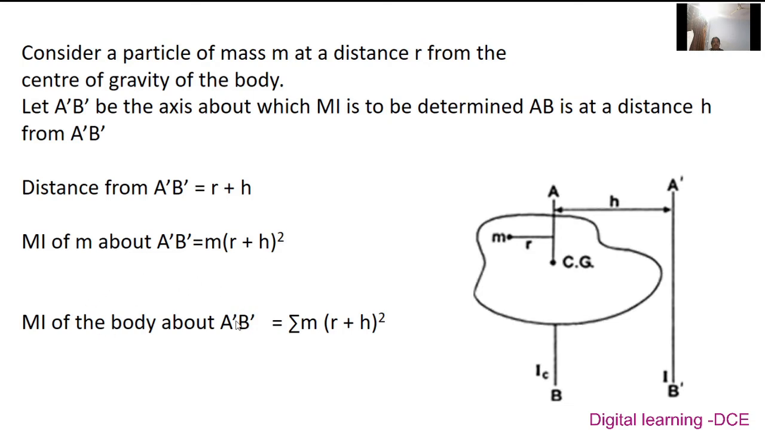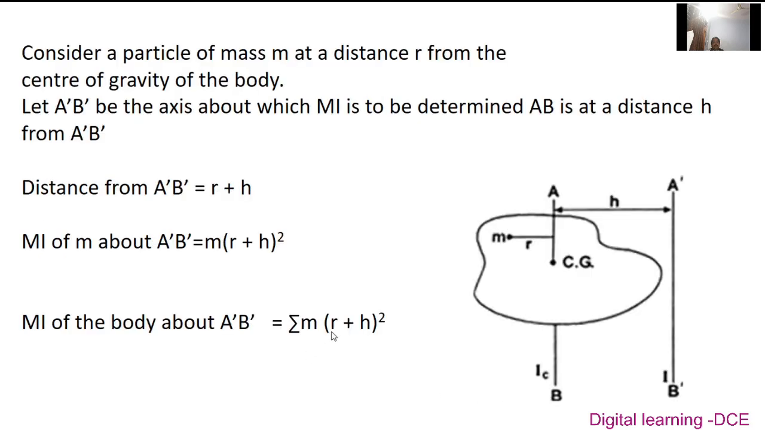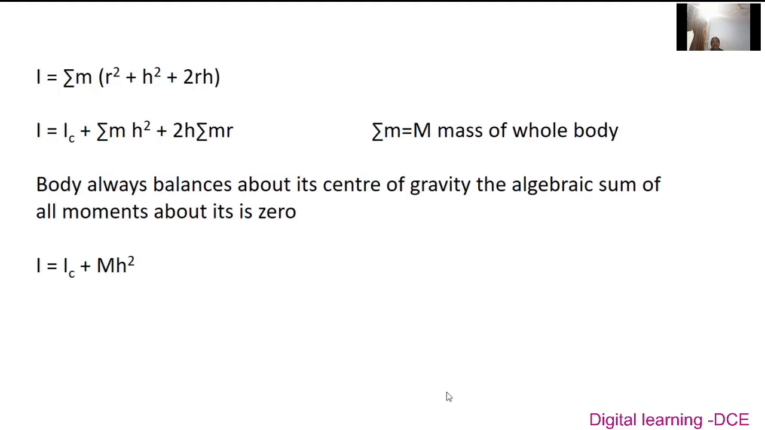The moment of inertia of the body about the axis A'B' is equal to the sum of the masses of all the particles into (r plus h) whole squared. Now we know that r plus h is in the form of (a plus b) whole squared. So that equation becomes I equals sigma m into (r squared plus h squared plus 2rh).